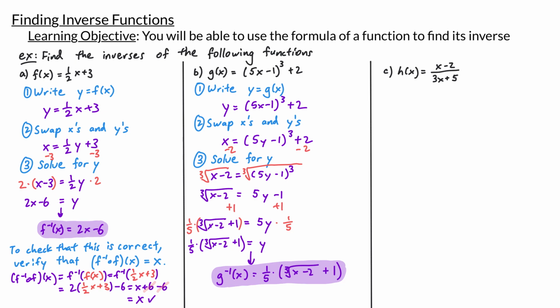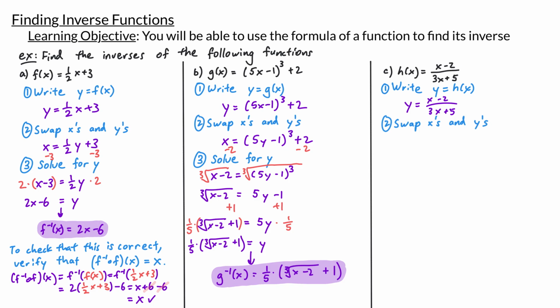Let's work through one last example. In example C, we have the function h of x is equal to (x minus 2) divided by (3x plus 5). Once again, we'll start by writing down the equation y equals the formula for the output of my function. That's y equals (x minus 2) divided by (3x plus 5).